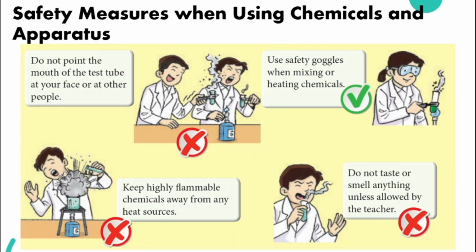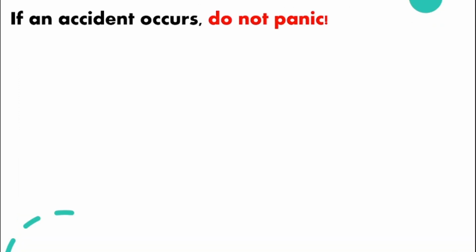So, a few of the things when we are using chemicals and apparatus. 1, do not ever point the mouth of a test tube at your own face or at other people's face, just in case there's fumes coming out that might be dangerous to them. And use safety goggles when mixing or heating chemicals. Keep highly flammable chemicals away from any heat sources. You want to avoid any form of explosion, big or small. And do not taste or smell anything unless your teacher says so. Okay?